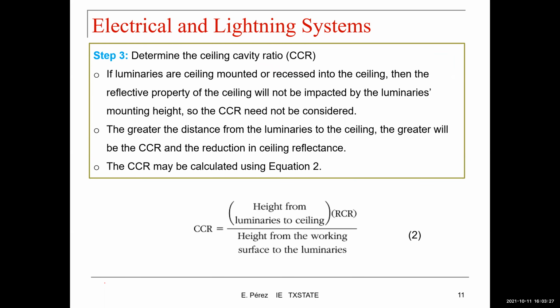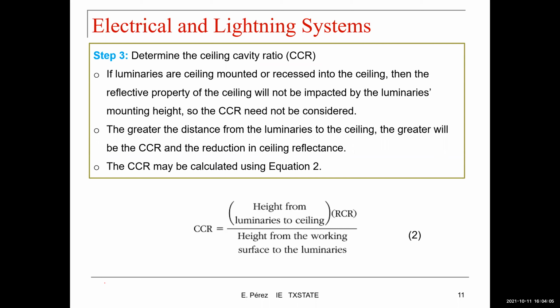Step 3 is to determine the ceiling cavity ratio. If the luminaires are ceiling mounted, like these ones, they are not hanging, or recessed into the ceiling, then the reflective property of the ceiling will not be impacted by the luminaire mounting height. So the CCR need not be considered. In that case, we say we don't need the CCR because these lights are ceiling mounted. In the case that they are not ceiling mounted, that they're hanging, we need to compute the CCR.